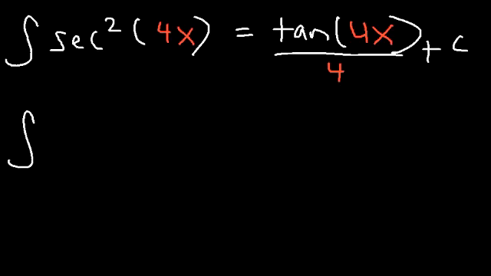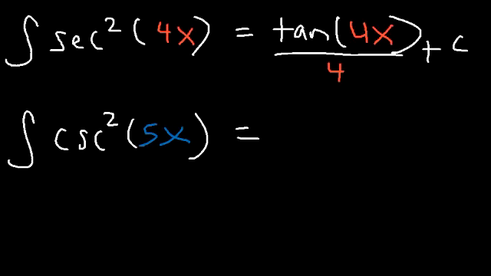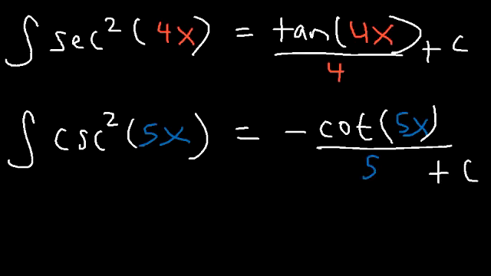Now what is the antiderivative of cosecant squared 5x? The derivative of cotangent is negative cosecant squared. So the antiderivative of positive cosecant squared is negative cotangent. But it's going to be cotangent 5x, and the derivative of 5x is 5 plus c.